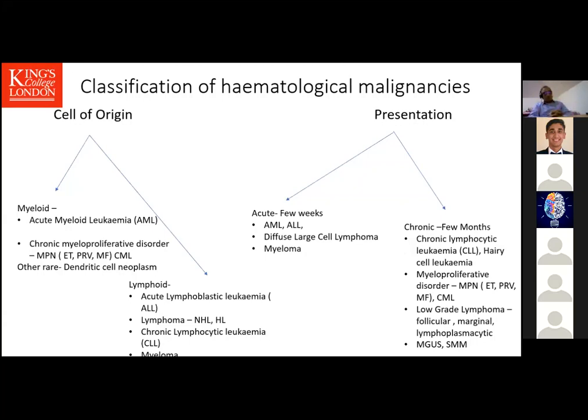If you talk about the presentation, I have already covered acute presentation: AML, ALL, diffuse large B-cell lymphoma, and myeloma. Myeloma can be indolent, as well as quite stormy, presenting with massive bone fractures and organ damage in terms of acute renal failure. And then we have chronic presentations: CLL, hairy cell leukemia, myeloproliferative disorders, as we already discussed in the cell of origin, low-grade lymphomas, and MGUS, etc. We will talk about each and every entity at length.